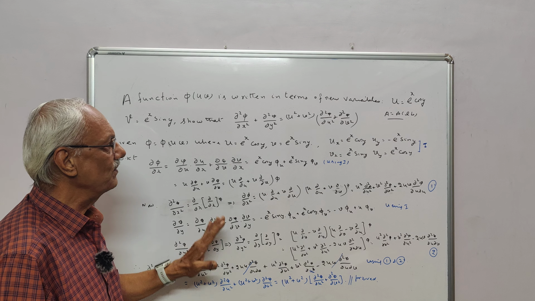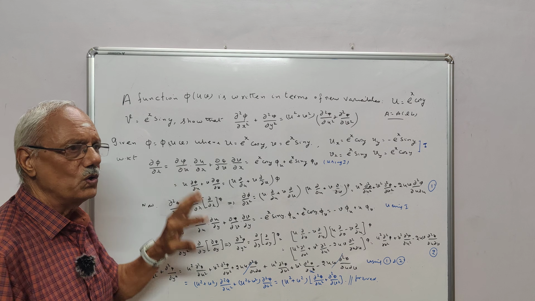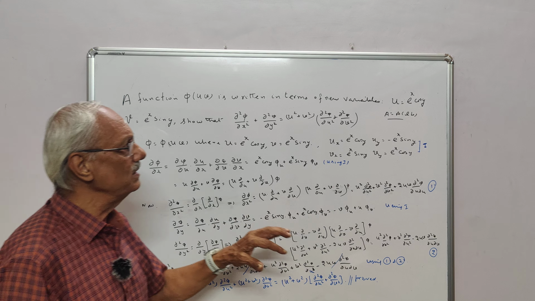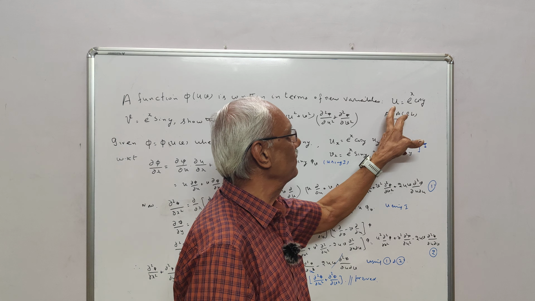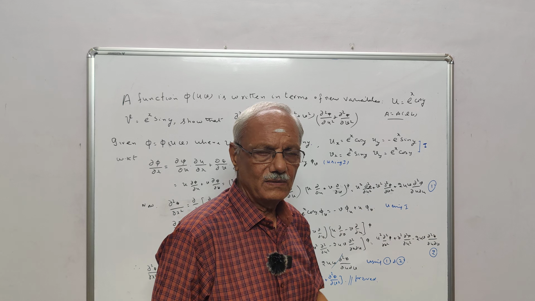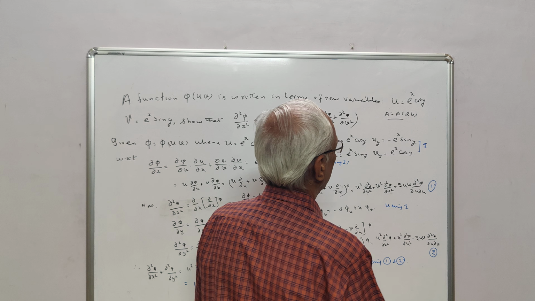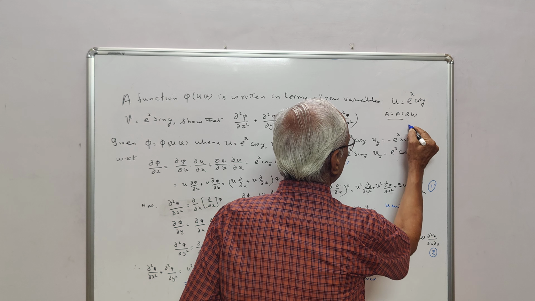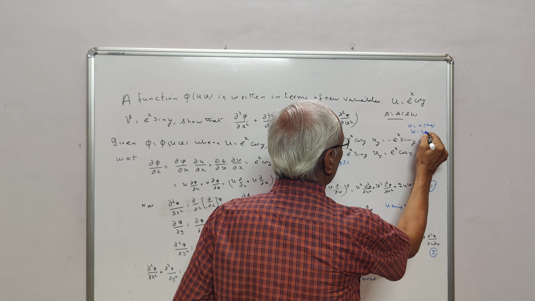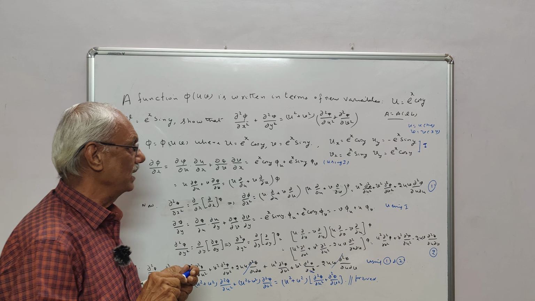And this is a function of several variables because phi is a function depending on two variables u and v, and u and v in turn depend on two other independent variables, namely x and y. So u is a function of x and y, and v is also a function of x and y.